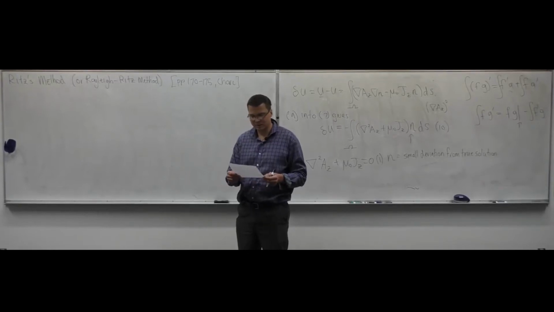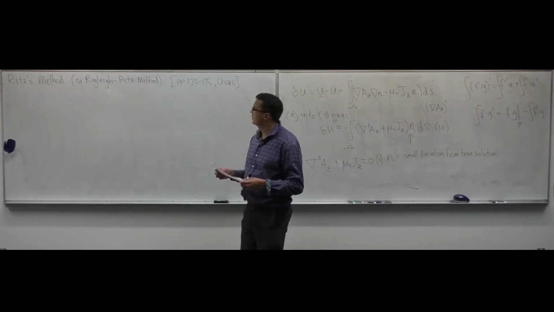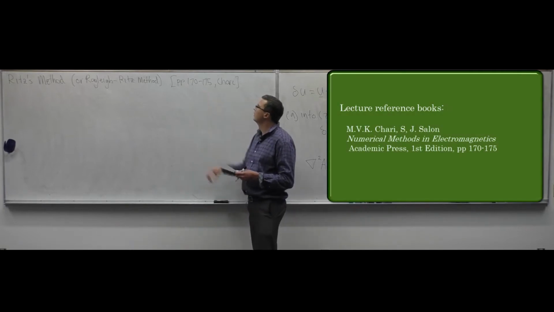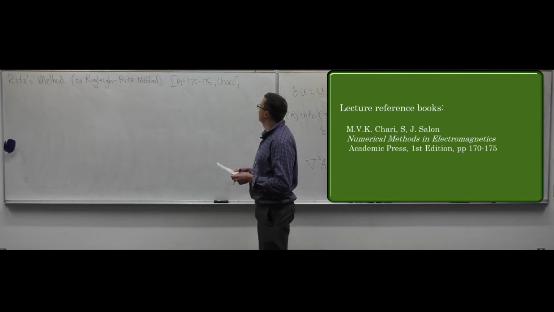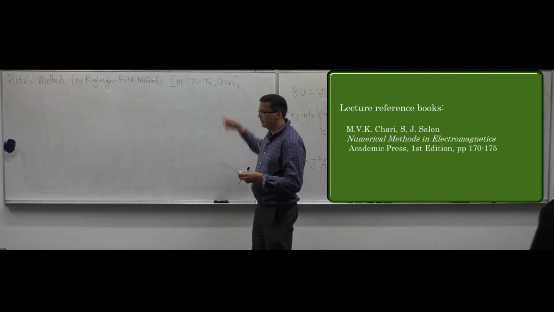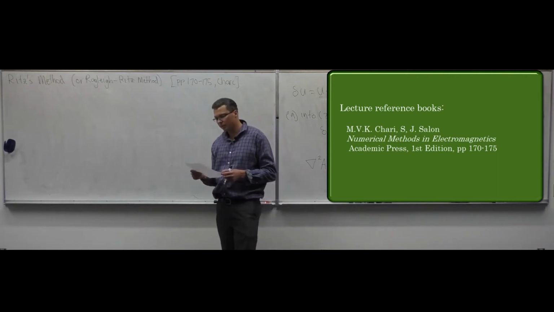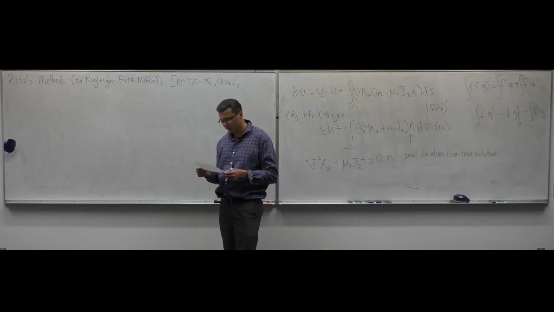Okay, so now I'm going to talk about the Ritz method, or the Rayleigh-Ritz method. This is talked about on pages 170 and 175 of the textbook Chari. It's a pretty well-known method for solving problems that don't have a good analytic solution. So you can use it to find analytic based solutions to complicated problems using approximations.